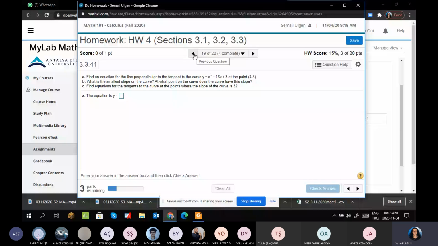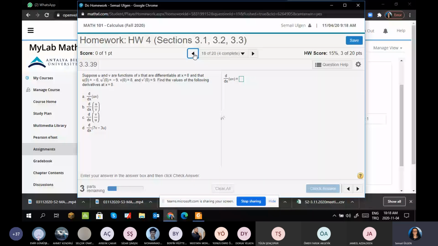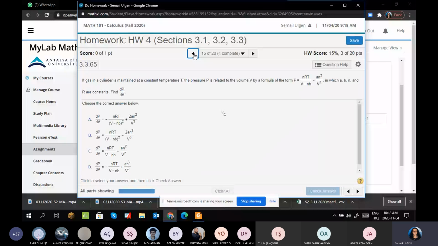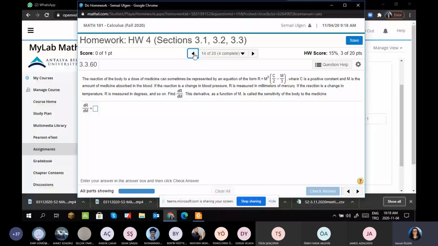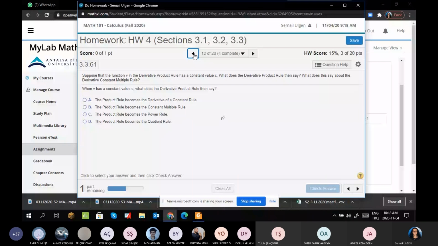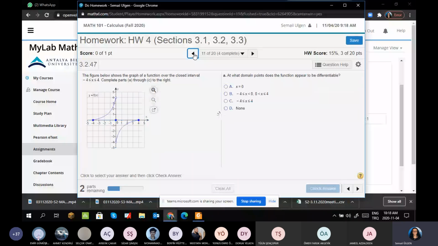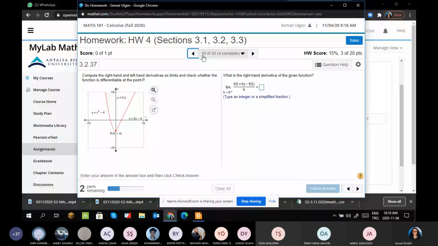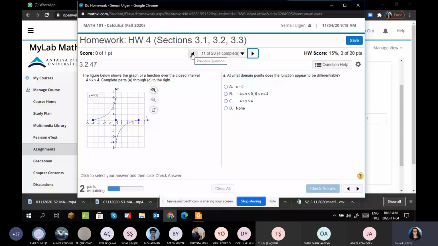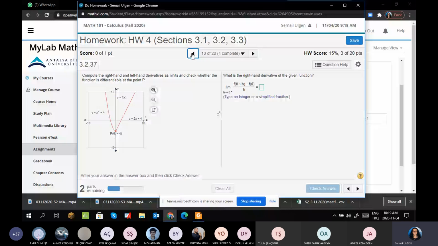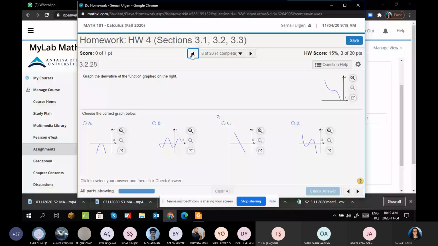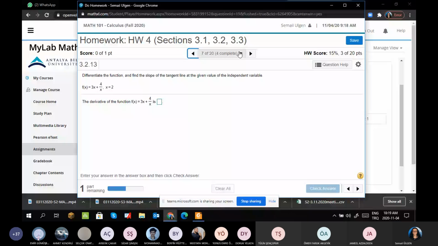So let's get back to it. See, it shows which section each question is from, so I'm going to stop when it is at 3.2. Okay, 3.2 is question 11. Everything is included, so 11 questions from here. All right, so let's move on to the questions.